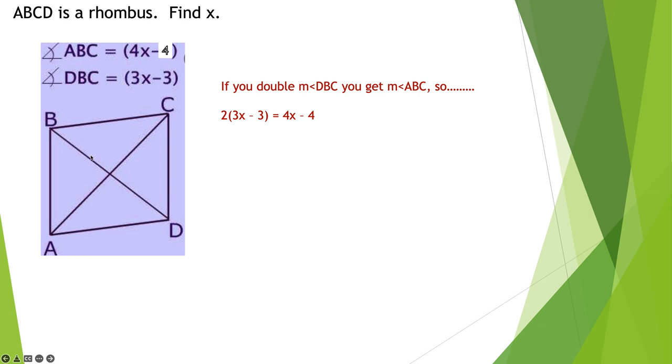So double the 3x minus 3 to get the 4x minus 4. Now just solve the equation. 6x minus 6, distributing that 2, is equal to 4x minus 4. Subtracting the 4x, 2x minus 6 is negative 4. Adding 6 to both sides, I get 2x is 2. Therefore, when I divide by 2, x is 1. That's all it wants me to find, x, so I'm done.